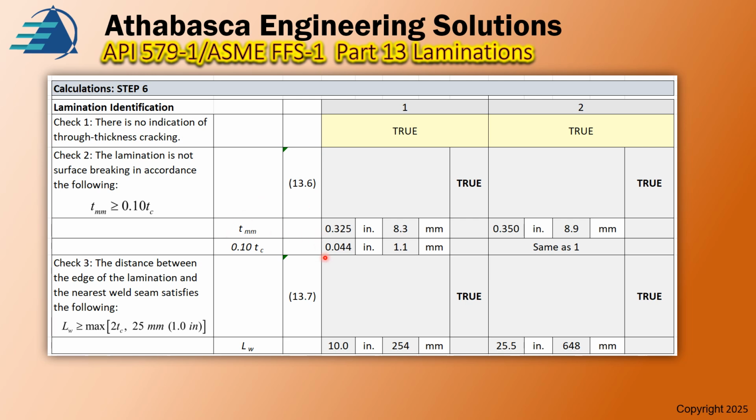And you can clearly see that Tmm is much greater than 0.004, so we're true. The third check is LW, which has to be the maximum of these. And we run through this, and we are okay. So we can continue. So let's look at the conclusion then. The calculation passes. So let's proceed to step number 7.